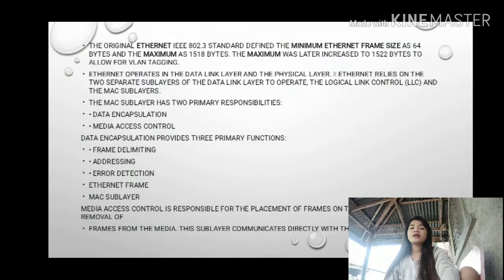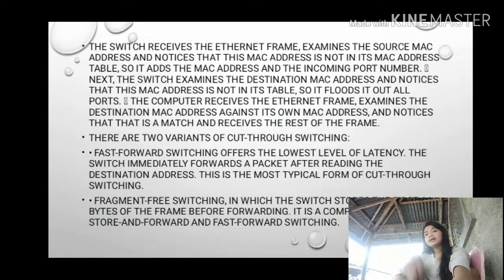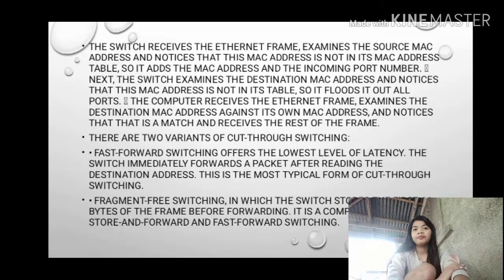The switch receives the Ethernet frame, examines the source MAC address, and notices that this MAC address is not in its MAC address table, so it adds that MAC address and the incoming port number. Next, the switch examines the destination MAC address and notices that it is not in the table, so it floods the frame out all ports. The computer receives the Ethernet frame, examines the destination MAC address against its own MAC address, notices that it matches, and receives the rest of the frame.